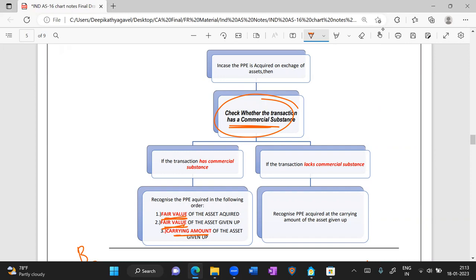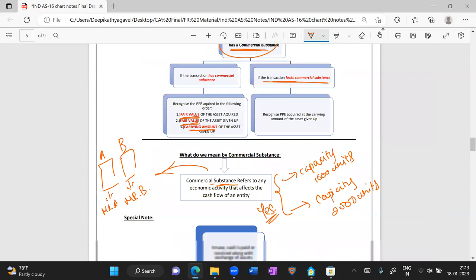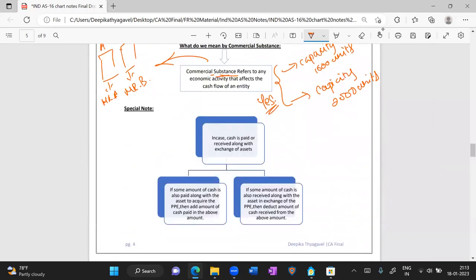Right? Next is, if the transaction lacks commercial substance. Unlike the case where the transaction has commercial substance, here if the transaction lacks commercial substance, you simply have to record the asset acquired at the carrying amount of the asset given up. The carrying amount of the asset given up, right?